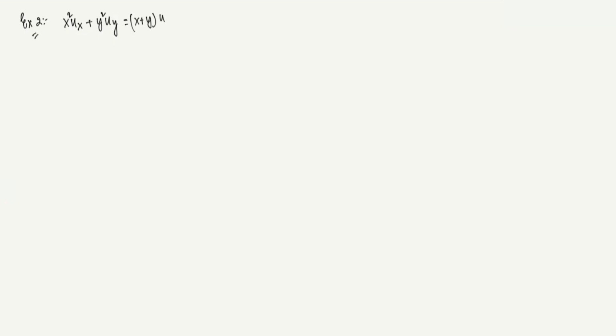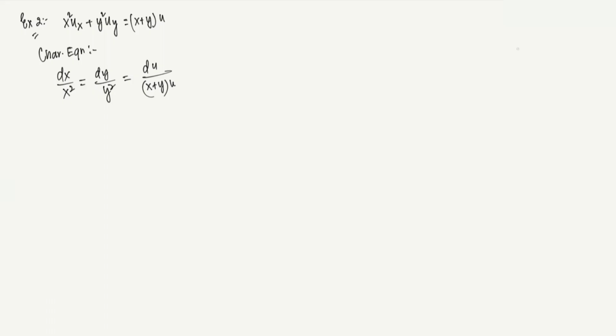Is it okay? So, first of all, how do you do it? First of all, you find out the characteristic equation. What is the characteristic equation? If you remember, it is dx by a. What is a? x square. And then dy by b. What is b? y square. And then du by c. What is c? (x plus y) times u. Okay, so these are the characteristic equations.